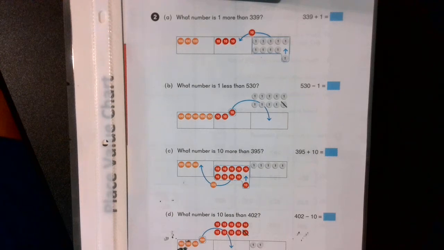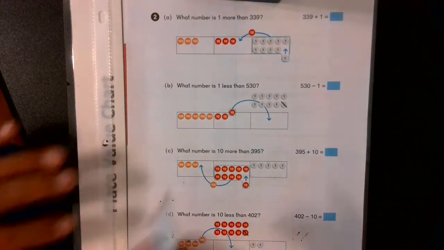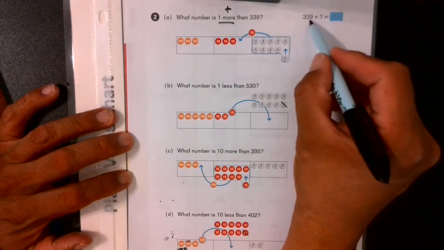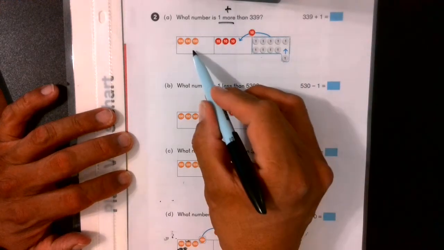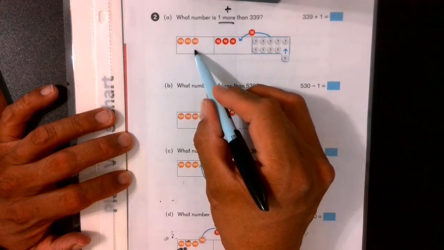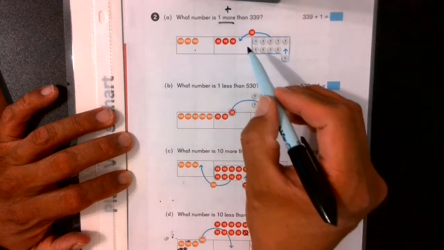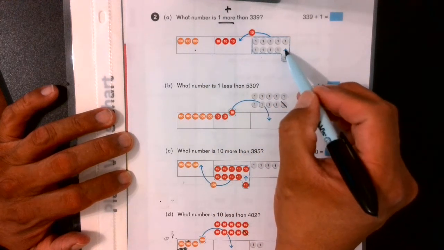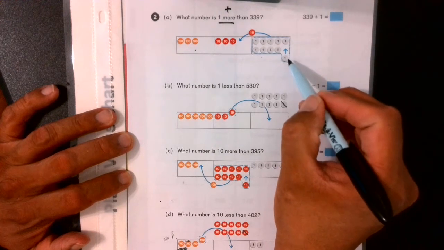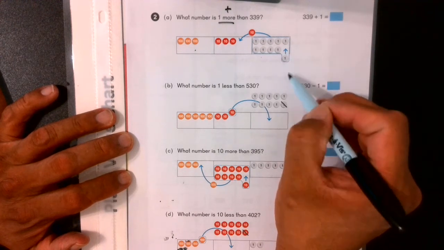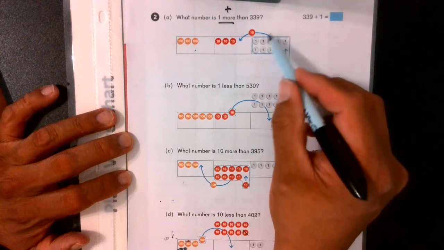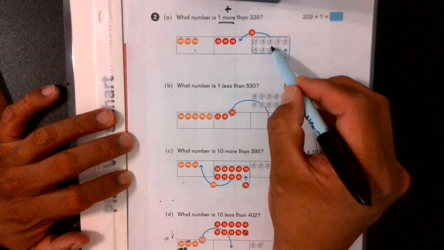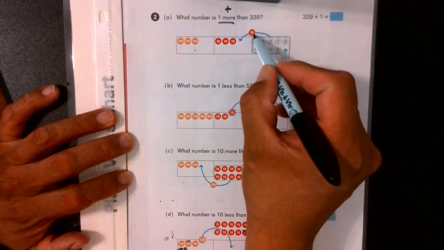Now, let's look at number 2A. It says, what number is one more? So that means we're going to add. So we got 300 here, 3 hundred disks, 3 ten disks, and we have 9 ones in the beginning. But if we add one more, what does this give me? That gives me 10. So now 10 ones make a 10 disk.